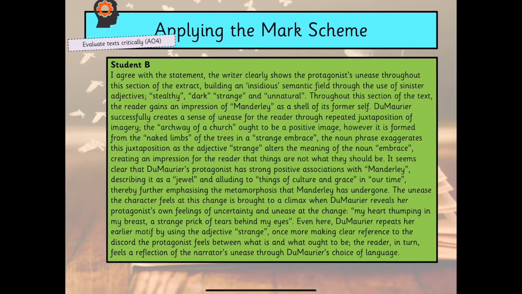It seems clear that Du Maurier's protagonist has strong positive association with Manderley, describing it as a jewel and alluding to things of culture and grace in our time, thereby further emphasising the metamorphosis that Manderley has undergone. The unease the character feels at this change is brought to a climax when Du Maurier reveals her protagonist's own feelings of uncertainty and unease at the change. My heart thumping in my breast, a strange prick of tears behind my eyes.